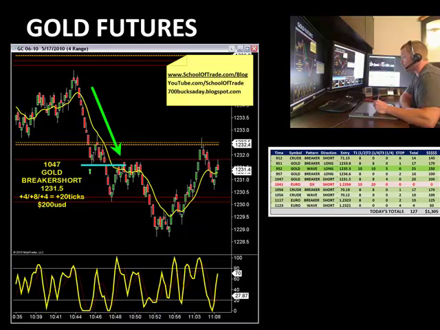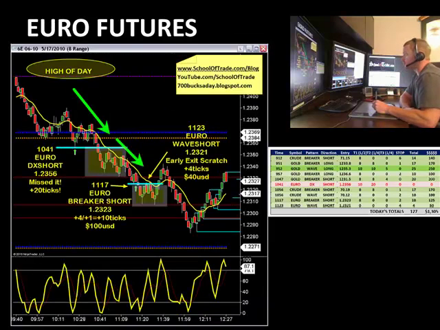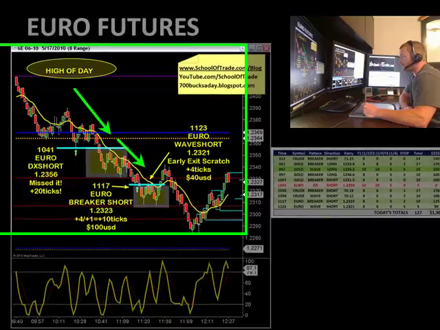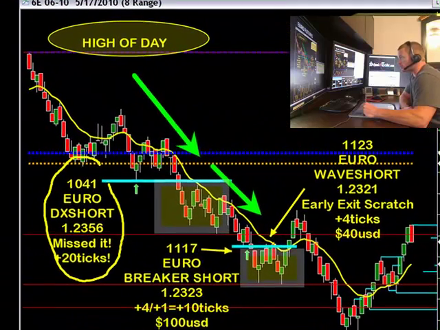Now, next up, we go over to the Euro futures, right? Next up, we're here in the Euro futures. Of course, on this Euro, you'll notice we had a Euro DX pattern short, right? Three different patterns, 3 different trades here. Okay, now the first pattern here, guys, was this DX pattern short.